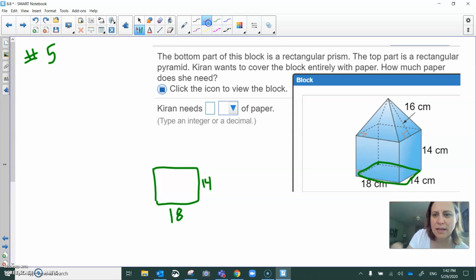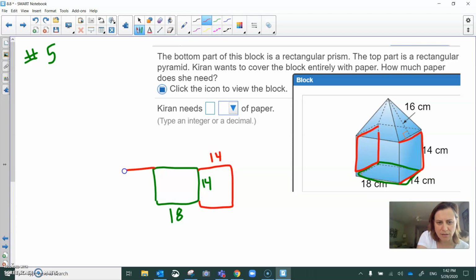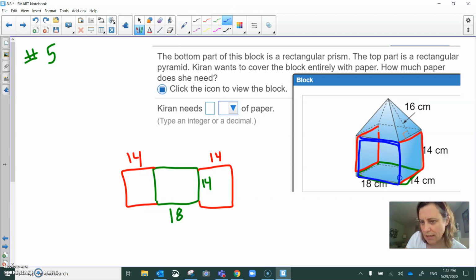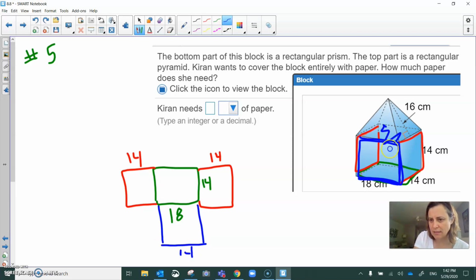This side and this side are the same dimensions. They're 14 by 14. So 14 that direction and 14 this direction. 14 that direction and 14 this direction. This guy in front is 18 by 14. And then the guy straight behind him is also 18 by 14. And then you've got this lid.